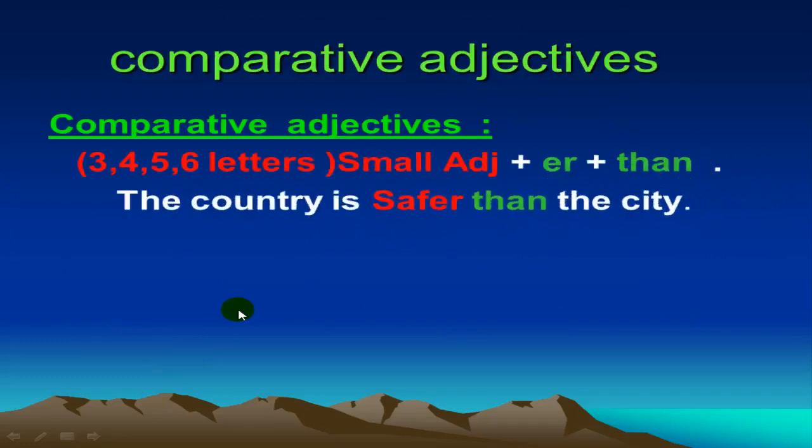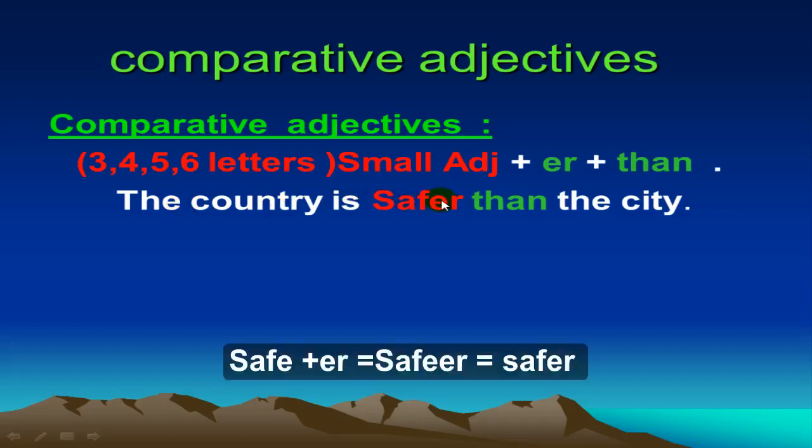The question is, how can we make this comparison? What is the rule? To make comparative adjectives, you're going to have what? A small adjective, three, four, five, six letters. So number one, you can count the letters: most of the time, less than six letters. The country is safe. And then you put what? ER. I have here another E, so we put only R. The country is safer than the city. So here we have small adjective, ER, than.